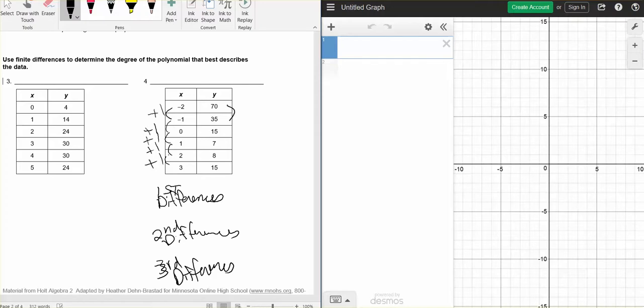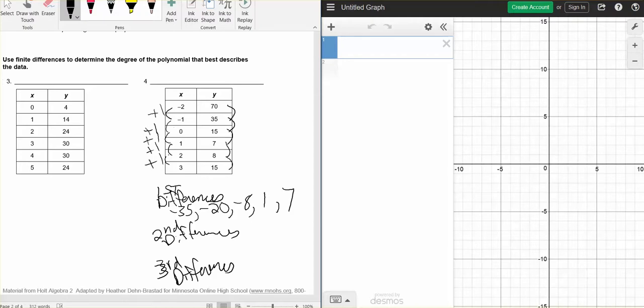So from 70 to 35, that's a decrease, so it's negative 35. From 35 to 15 is also a decrease. From 15 to 7 is a decrease of negative 8. From 7 to 8 is an increase of +1. And from 8 to 15 is an increase of +7.